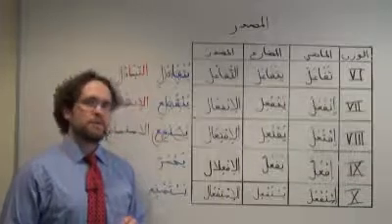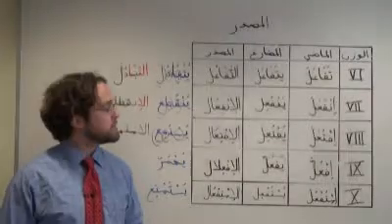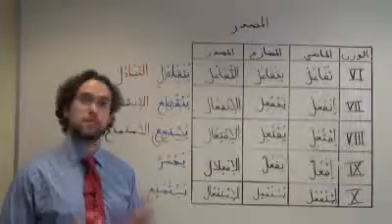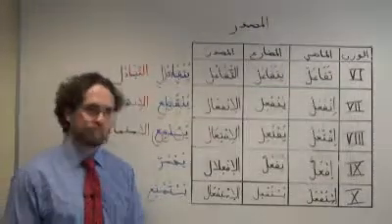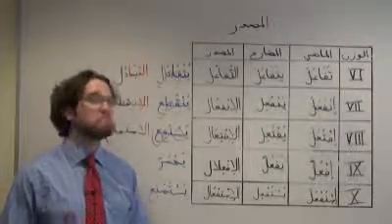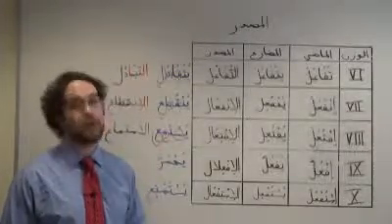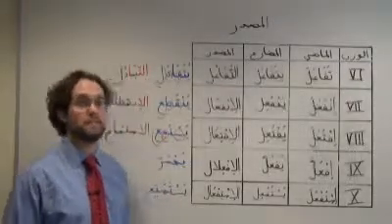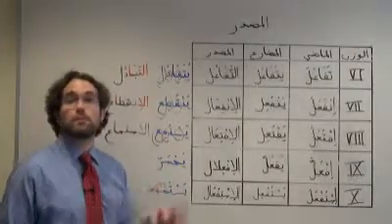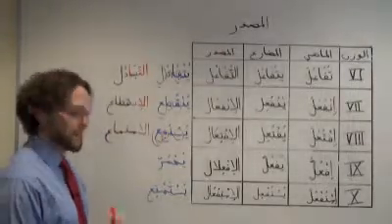Form 9 is very, very rare, and in fact, a lot of popular textbooks don't even teach it to students because it's only used to refer to colors and defects. That's what we say in English. Something turning brown, or to be one-eyed, or to have a twisted foot. Rather strange verbs like that. You don't encounter it terribly often, but one example that you might realistically expect to encounter at some point in your life would be yahmar, to be or become red, especially in the face, right? To blush. It's a verb that you do actually see very occasionally.